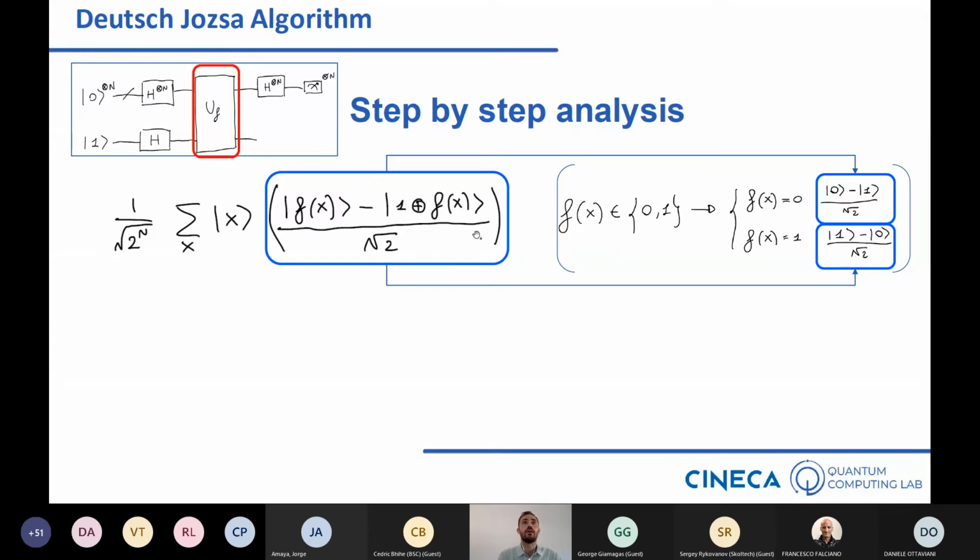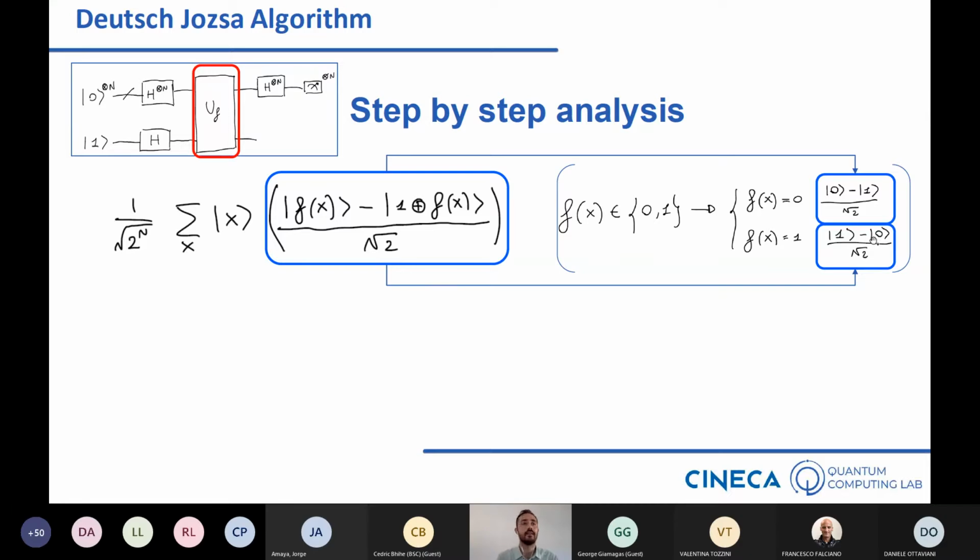You have f(x), which by definition is a function that returns an output that is either 0 or 1. So you have two possibilities. When f(x) is 0, this term becomes 0 minus 1. When f(x) is 1, this term becomes 1 minus 0. So when f(x) is 0, you get the state here. When f(x) is 1, you get a minus sign, because you have 1 minus 0.